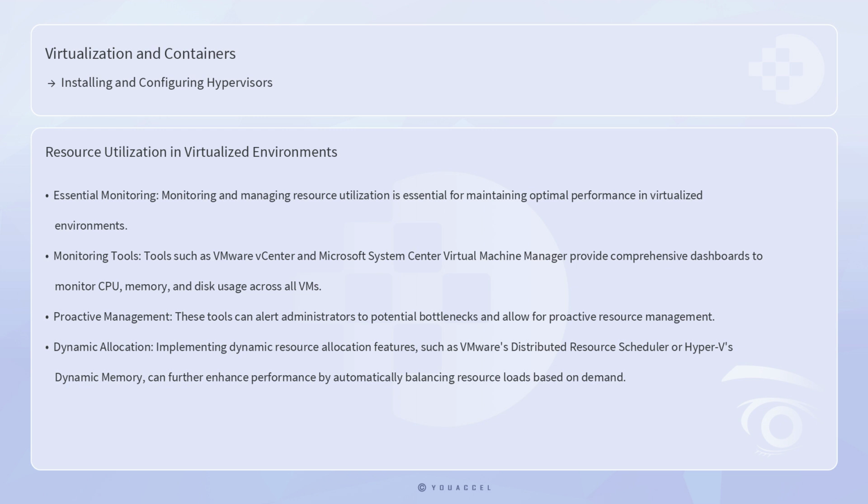Monitoring and managing resource utilization is essential for maintaining optimal performance in virtualized environments. Tools such as VMware vCenter and Microsoft System Center Virtual Machine Manager provide comprehensive dashboards to monitor CPU, memory, and disk usage across all VMs. These tools can alert administrators to potential bottlenecks and allow for proactive resource management. Implementing dynamic resource allocation features, such as VMware's Distributed Resource Scheduler or Hyper-V's dynamic memory, can further enhance performance by automatically balancing resource loads based on demand.